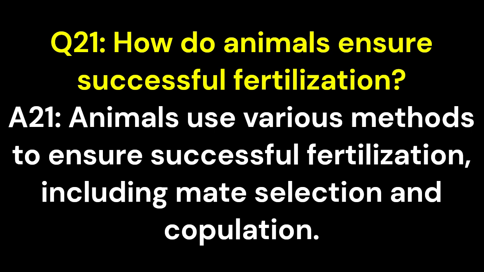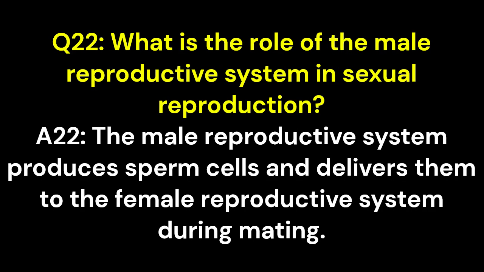Q21. How do animals ensure successful fertilization? A21. Animals use various methods to ensure successful fertilization, including mate selection and copulation. Q22.